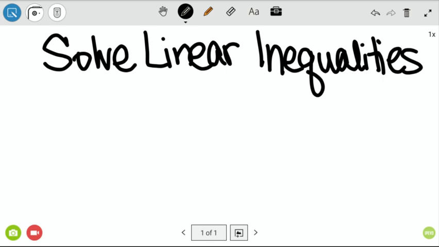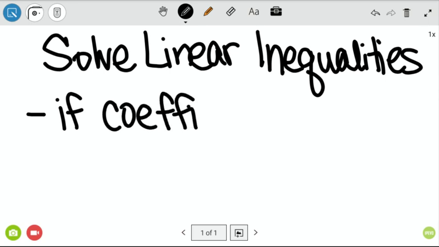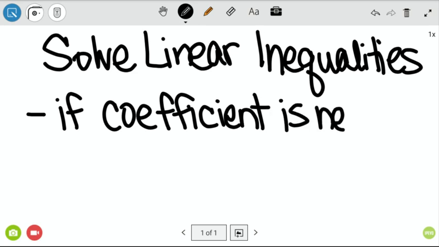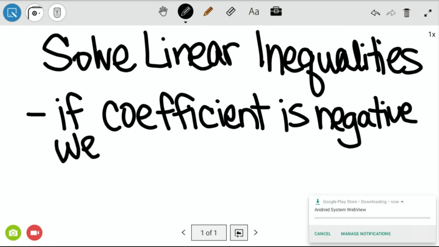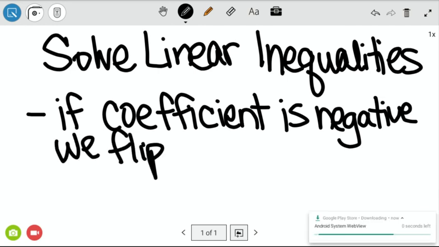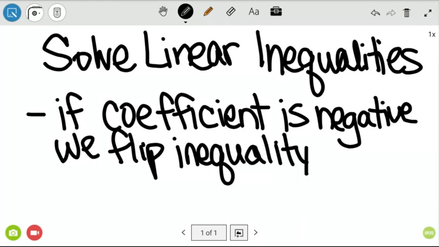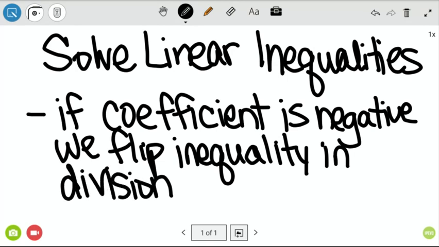So I want to first remind everyone, if the coefficient is negative, then we flip the inequality whenever we divide. So that'll just be on that last step. So that still applies.